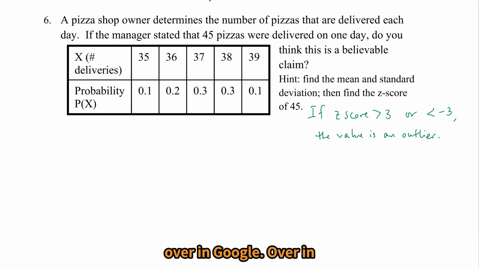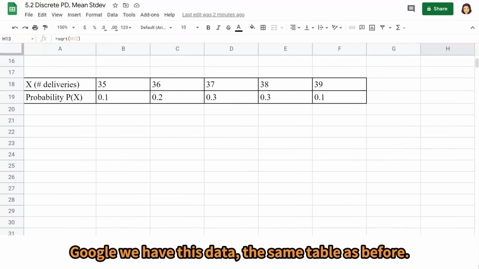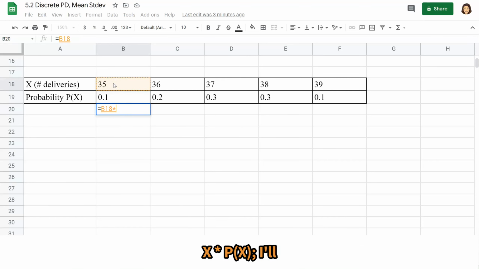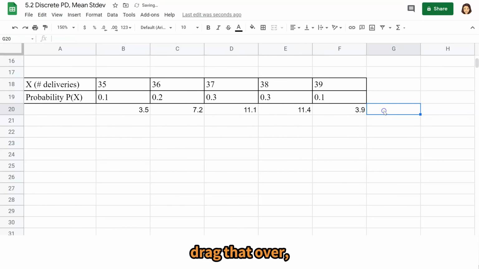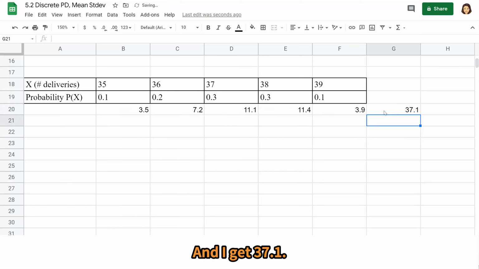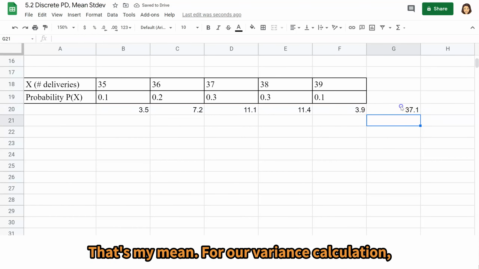Again, over in Google, we have this data, same table as before. And we'll start out by calculating the mean. Equals x times p of x. I'll drag that over. And then I'll add them. And I get 37.1. Okay, so that's my mean.